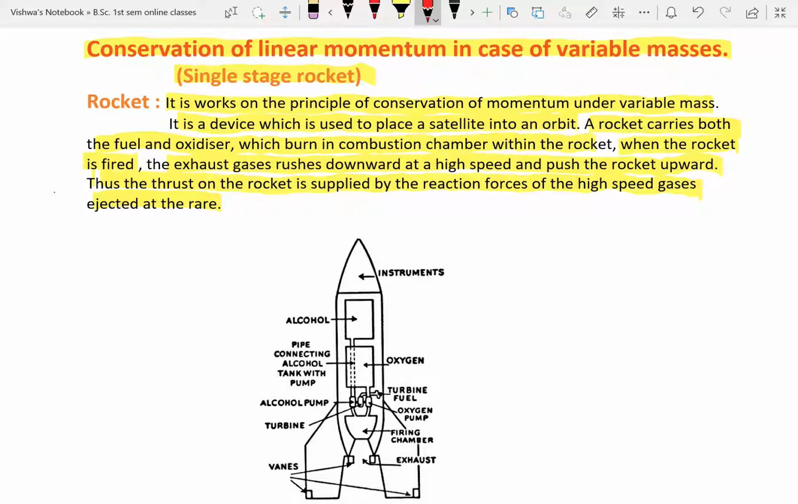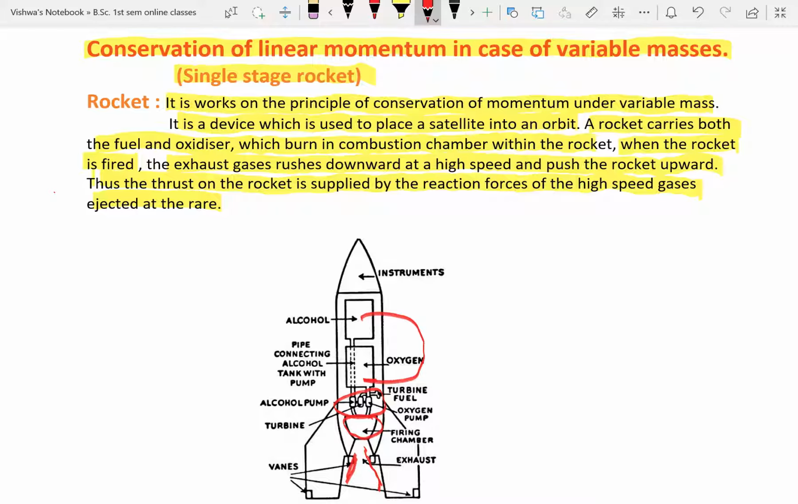Let's discuss. So this is a rocket. It consists of fuel and oxidizer. These tanks are the fuel and oxidizer tanks, and there is a turbine in the engine. And these are the valves through which the exhaust gas comes outwards, and here the firing chamber is there. Here we are not studying the parts of the rocket, we are just going to study the motion of the rocket, or the equation of the rocket.